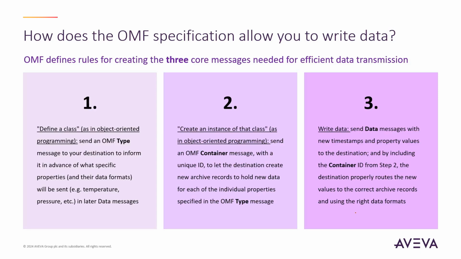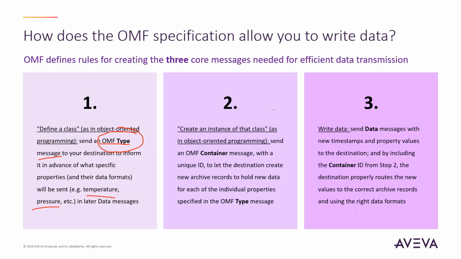So first, in order to send data, similar to object-oriented programming, we define what we call a type. An OMF type is similar to defining a class in object-oriented programming, where you are informing your destination, say your Edge Data Store or your Connect Data Services, what is the data you're going to be sending to it and in what formats. So you're going to say, I'm sending you a value that's numeric, or I'm sending you a value that's string, or I'm sending you, say, something called temperature and something called pressure, which are both numeric. It basically informs the destination what data to expect, in what formats, and with what names. So essentially, you're defining your class. We call this sending an OMF type message. And we'll get into later what this can look like.